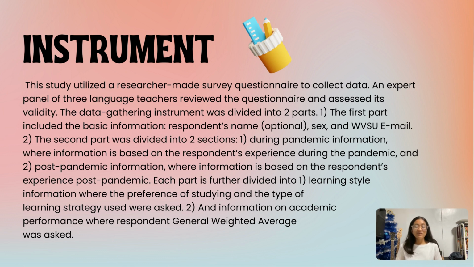The second part was divided into two sections. First is during-pandemic information, which is based on the respondent's experience during the pandemic. And the second is post-pandemic information, which is based on the respondent's experience post-pandemic. Each part is further divided into two. First is the learning style information, where the preference of studying and the type of learning strategy used were asked. And second is the information on academic performance, where respondents' general weighted average is asked.